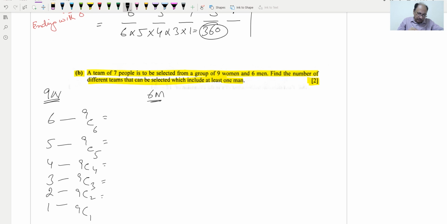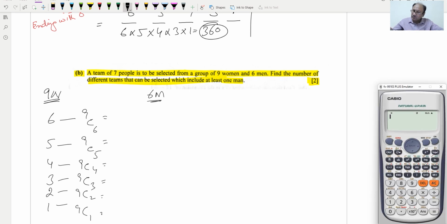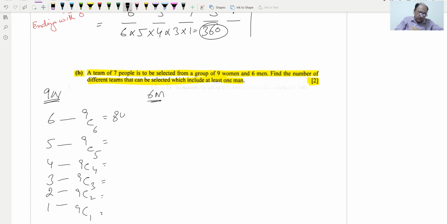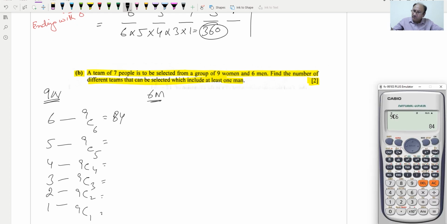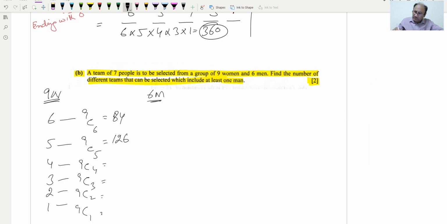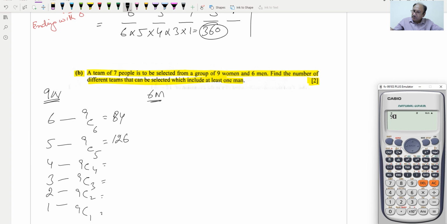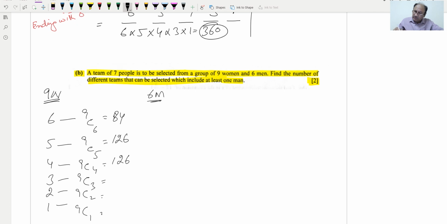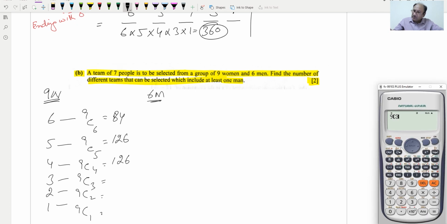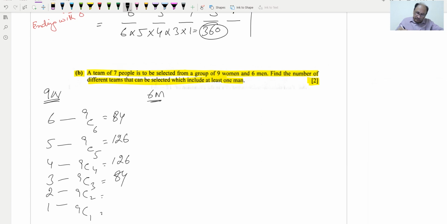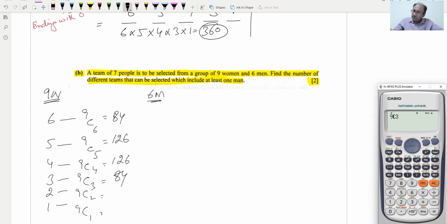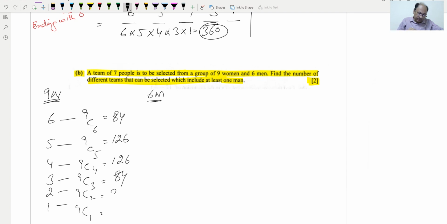9C6 will be equal to 84, and 9C5 will be 126, and 9C4 will be again 126, and 9C3 will be 84, and 9C2 will be 36, and 9C1 will be 9.